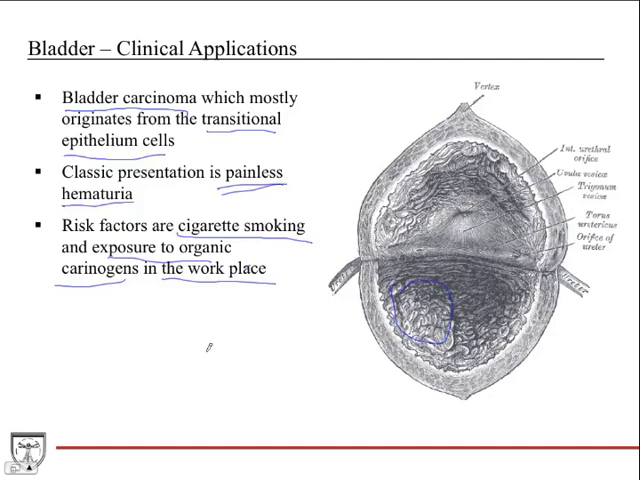So a classic board question is often someone in their late 50s or 60s, who has been smoking for a long time, 30, 40 years, and then they come in with painless hematuria, and they're asking you what the diagnosis is or what kind of process is involved. And so you want to be thinking about transitional epithelial cells forming a cancerous process within the bladder.